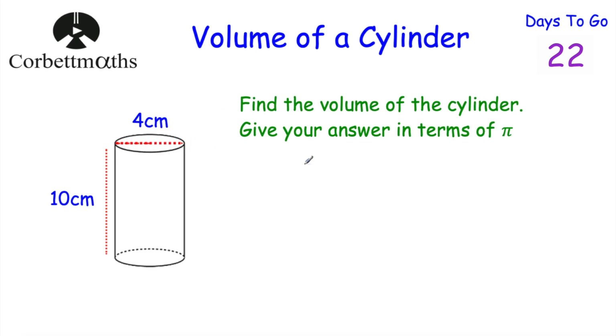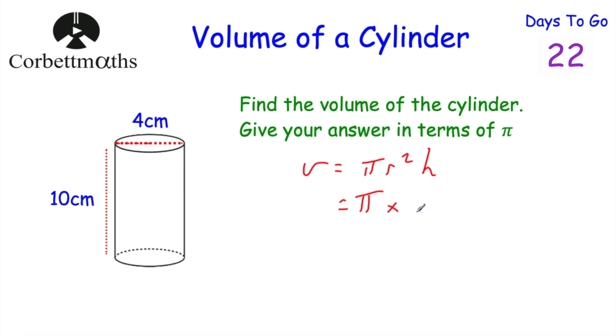So to find the volume of a cylinder, the volume is equal to pi r squared h, the area of this cross section, the area of the circle, multiplied by the height or the length of it. So we're going to do pi multiplied by the radius. Now the diameter of the circle is equal to 4 centimeters. That means the distance halfway across it will be 2 centimeters.